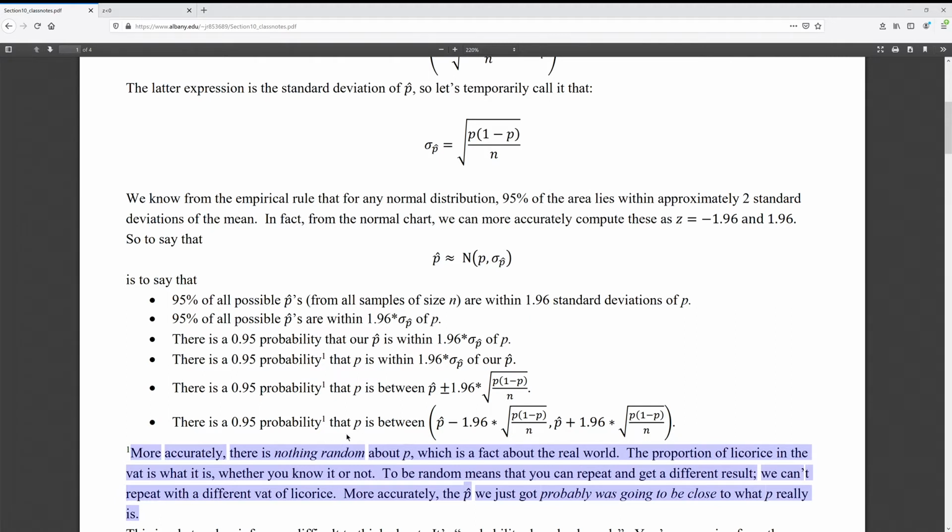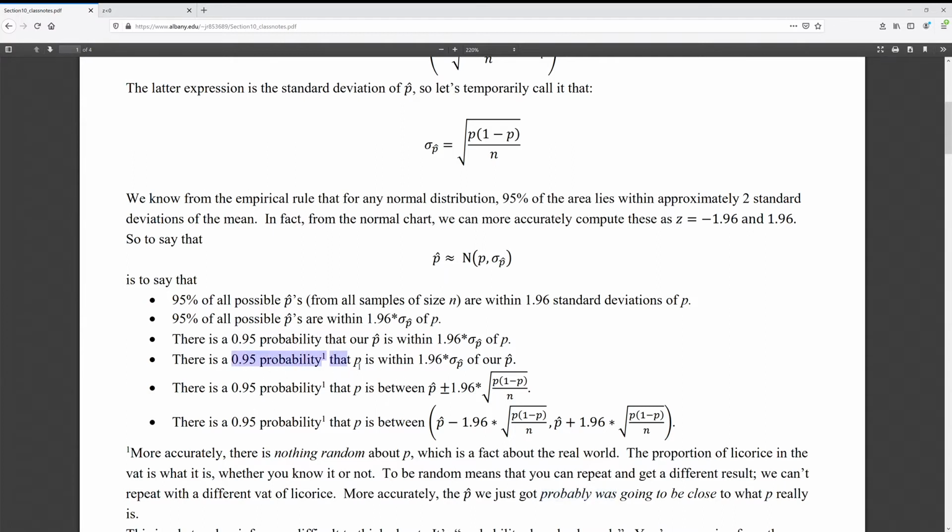So more accurately, the P hat that we just got probably was going to be close to what P really is. If we're being philosophically accurate about this, it is the thing we happen to be working with which was random, and the thing we don't know, which is what it is. This is what makes inference philosophically weird. Nevertheless, we'll just push ahead and go on.